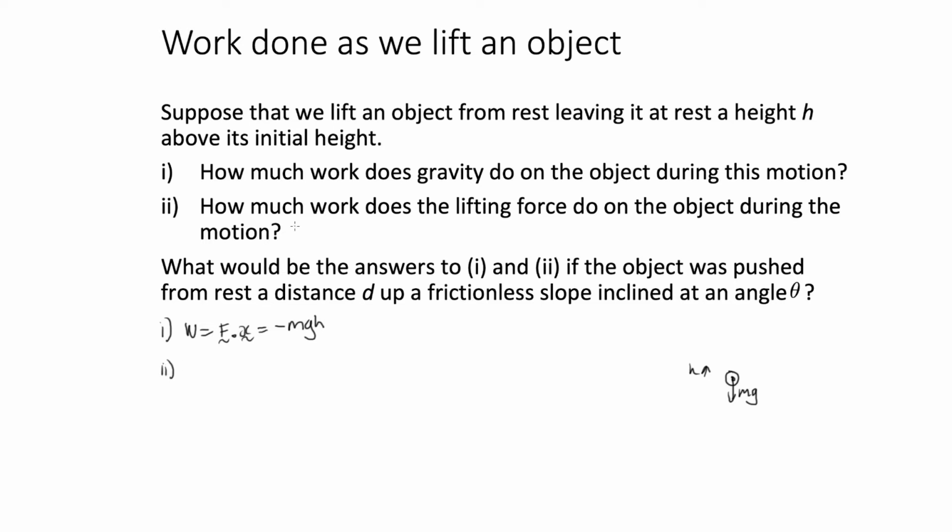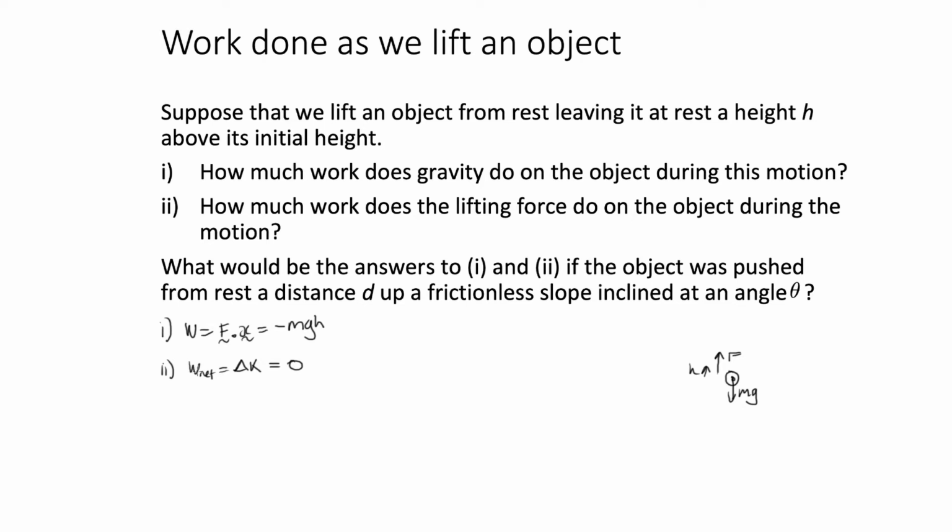Part 2 says, how much work does the lifting force do on the object during the motion? Because now we were moving it up, so we did apply an upwards force to get it up through this height. To work this out, we're going to need to use our work-kinetic energy theorem, which tells us that the total work done, the net work, is equal to the change in the kinetic energy. In this case, it starts from rest and ends at rest, so the change in the kinetic energy is 0.